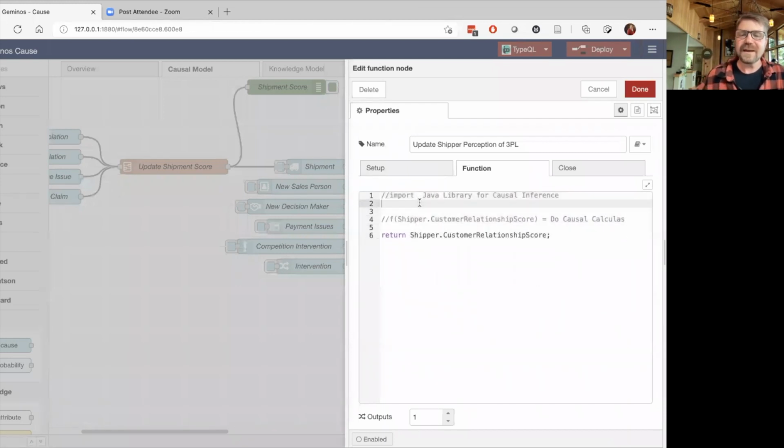But here's where you can actually integrate causal engines of your choice. We're going to support some subset of the ones that come out initially, but there are some good Python ones out there, so we could import those. And because we're able to orchestrate all of the flow of information through this model, we can use the compute in here to actually do the causal calculations. And then in this case, this is more just illustrative, but I'm returning the shipper.customer relationship score.